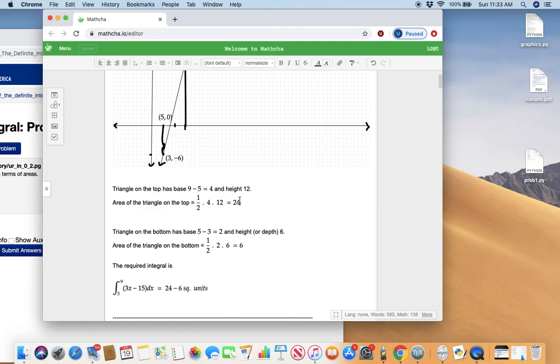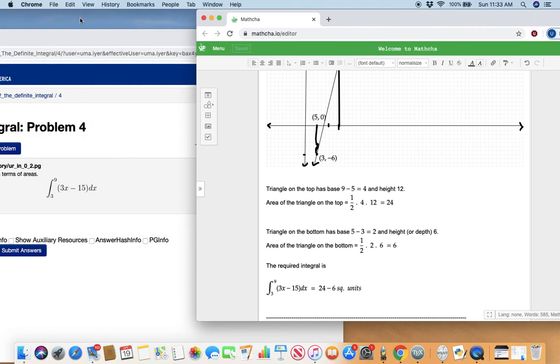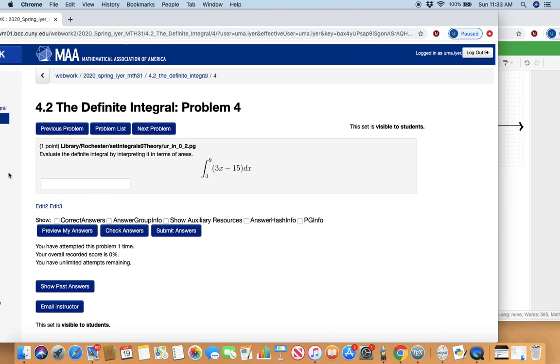You understand? So the answer is 24 for the top triangle minus 6 for the bottom triangle. So 24 minus 6 is what? 18.